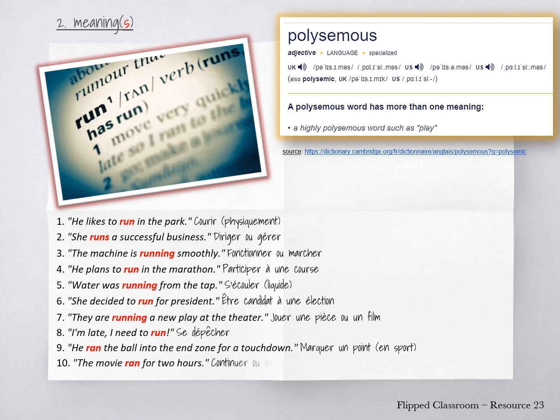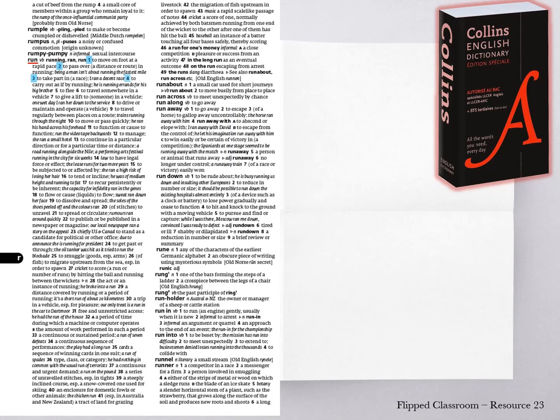He likes to run in the park, courir physiquement. She runs a successful business, diriger ou gérer. The machine is running smoothly, fonctionner ou marcher. Number 6 is interesting. She decided to run for president, être candidat à une élection. In your dictionary, this is how it looks like. You can see at least 49 different meanings of the word run.